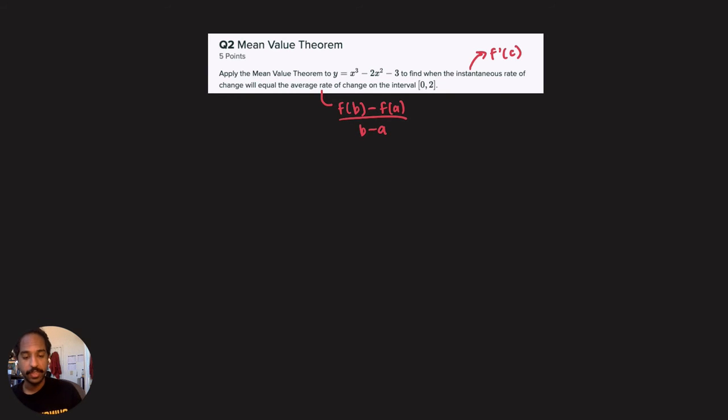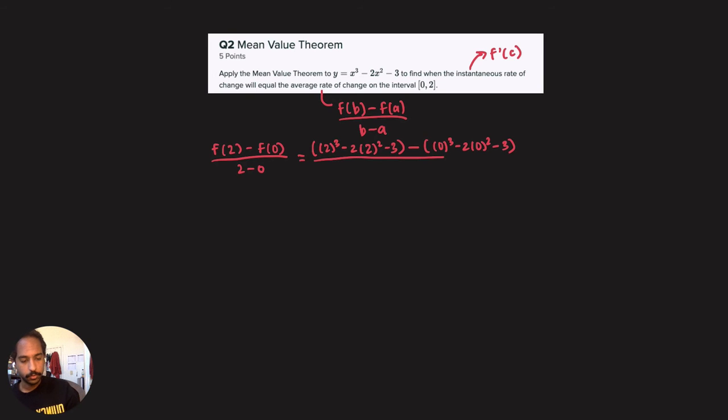So let's find that average rate of change first. We want f of 2 minus f of 0 over 2 minus 0. What will that equal? It's going to be 2 cubed minus 2 times 2 squared minus 3, minus 0 cubed minus 2 times 0 squared minus 3, all over 2 minus 0, which is 2.